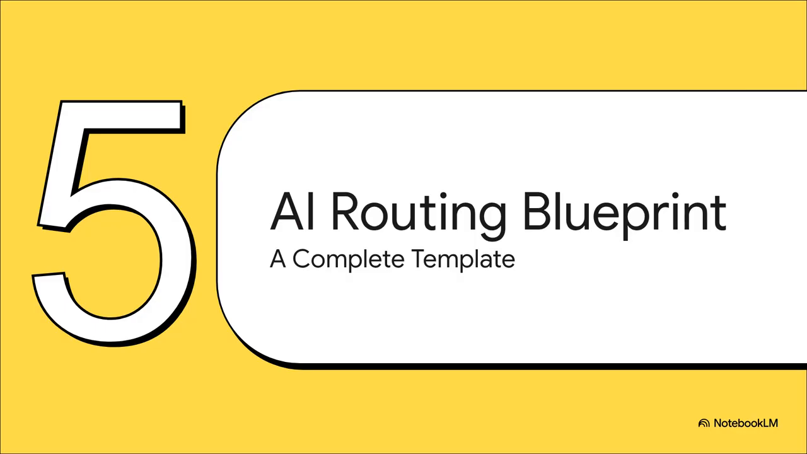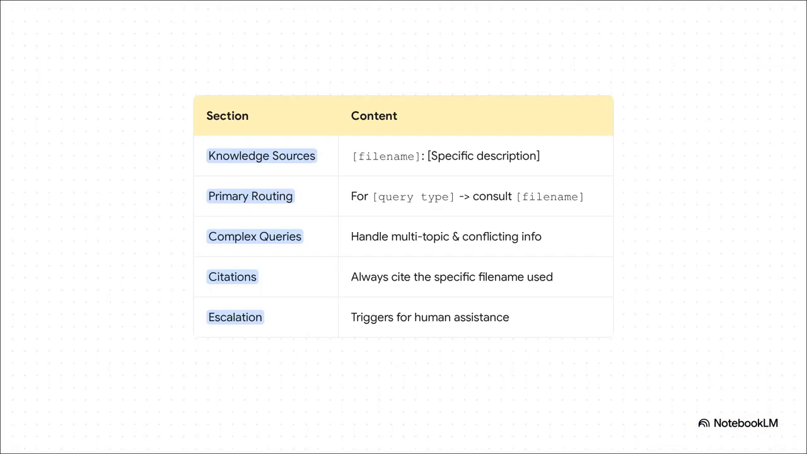Okay, to pull all of this together, we've put together a comprehensive blueprint for you. This template combines everything we've talked about, the basics, the advanced stuff, and all the best practices, into one complete structure you can literally use right away. This template gives you a really robust framework. It's got your knowledge sources, your primary rules, and instructions for those more complex queries. But it also adds in sections for requiring citations, which is so key for building trust with your users, and even triggers for when the AI should just give up and escalate a problem to a real human.